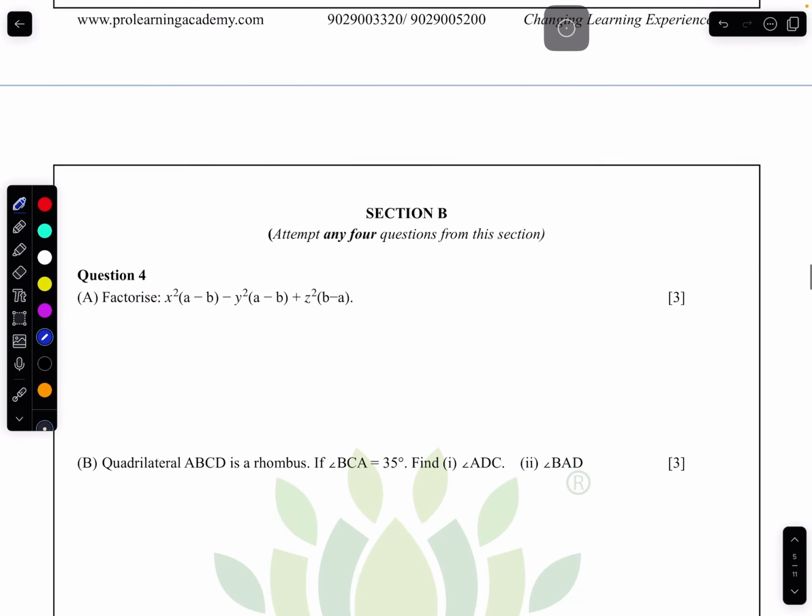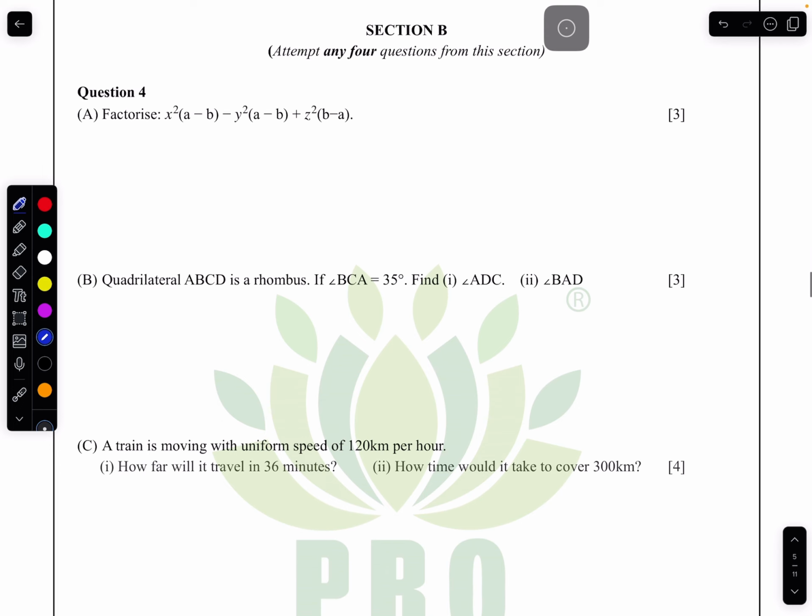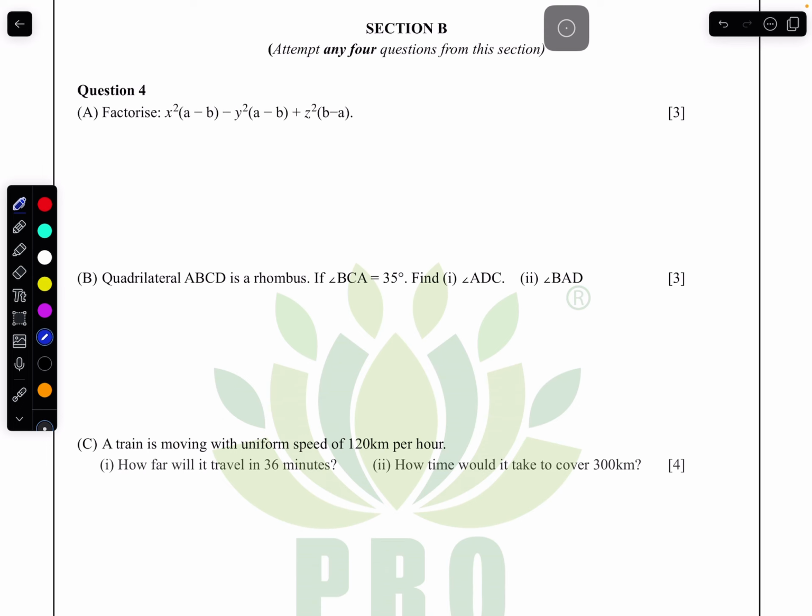We move on to the next part here. Question number 4. Section B has 4 questions. Out of the 4 questions, you are required to do 4, so you have to make the right choices. Here we will do all the 5 questions from this section, because you have got 5 questions in this paper.